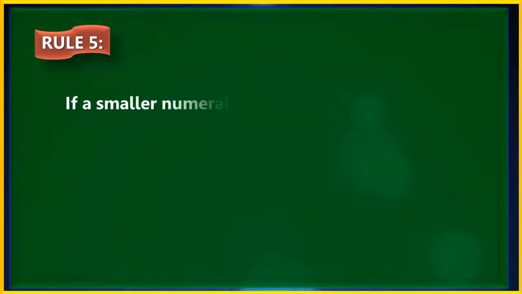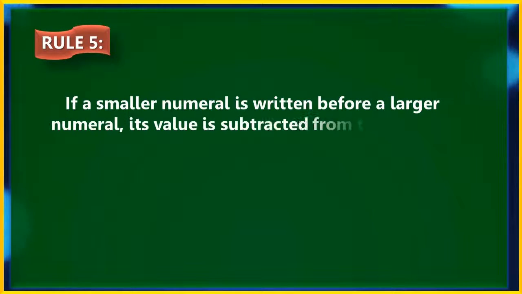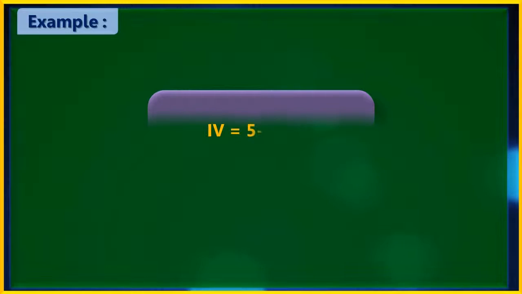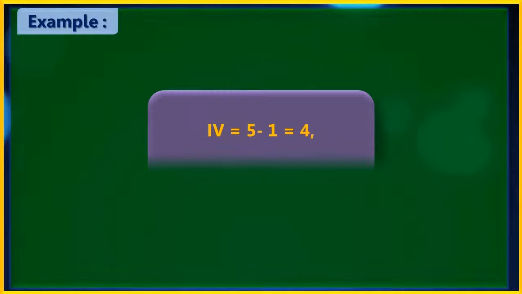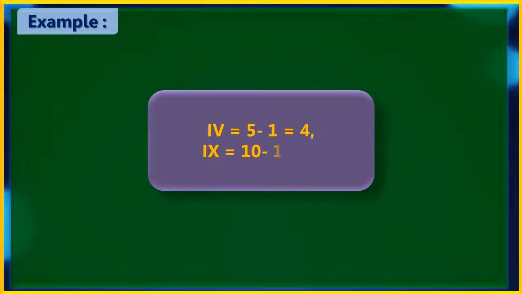Rule 5 for writing Roman numerals is: if a smaller numeral is written before a larger numeral, its value is subtracted from the value of the larger numeral. For example, Roman numeral IV can be written as 5 minus 1, which is equal to 4. Roman numeral IX can be written as 10 minus 1, which is equal to 9.